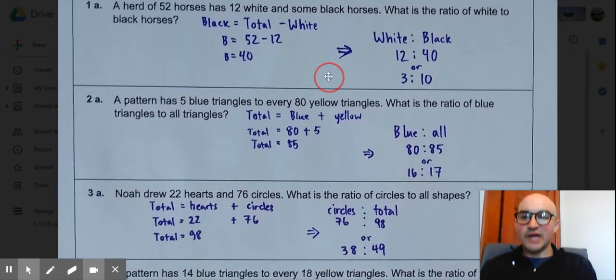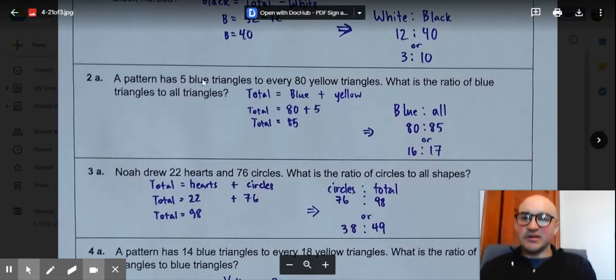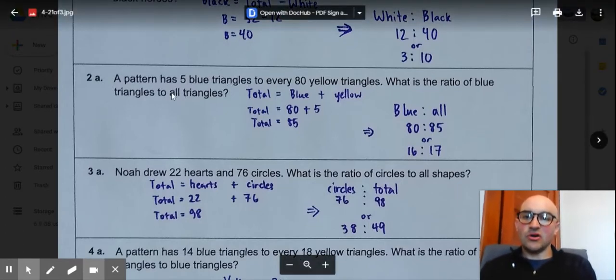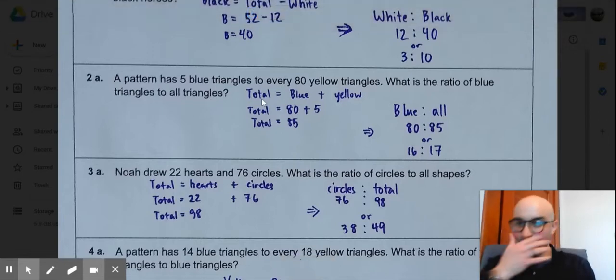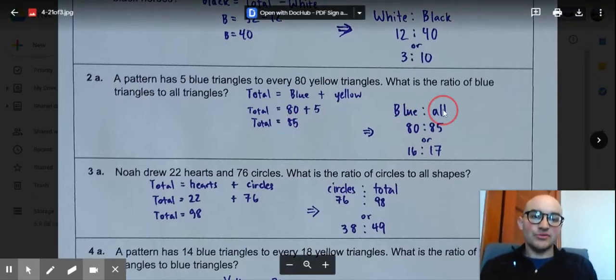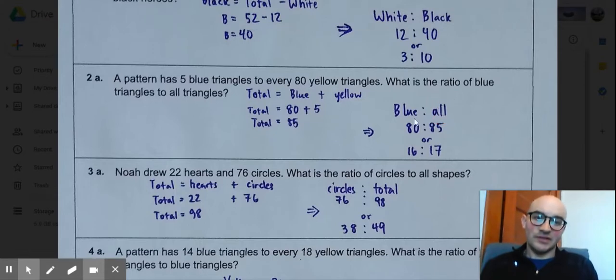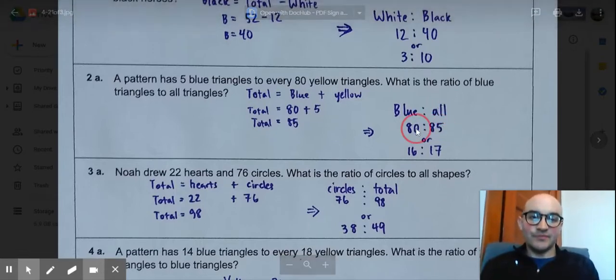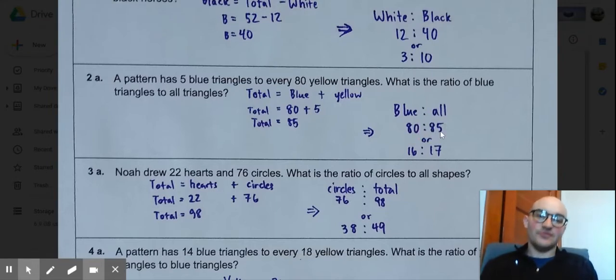Number 2A says a pattern has 5 blue triangles to every 80 yellow. What's the ratio of blue to all triangles? So here I need to think first. I need to find out what my total is. I know my total is just going to be blue and yellow added together, which gives me 85. Then I need to think blue to all or everything or total. There were 80 blue and there were 85 all. So my initial ratio is 80 to 85.